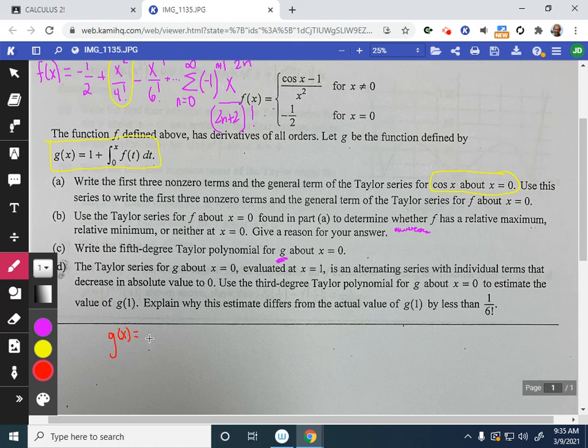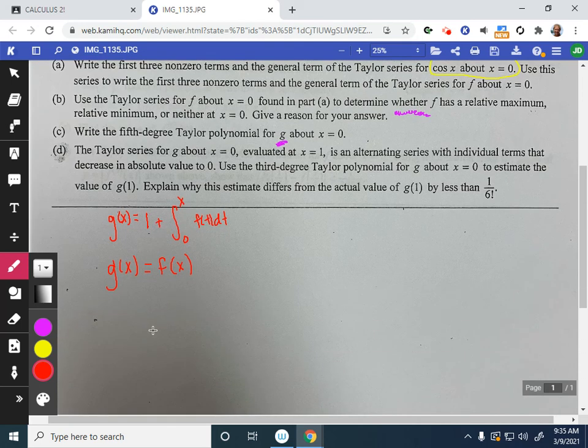So I'm just going to write down here, G of x is 1 plus the integral from 0 to x of f of t dt. Let's write down all of our orders of G, our derivatives of G, and then we'll start evaluating them at 0. So there's G of x. So what's G prime of x? The derivative of 1 is 0, and then the derivative of the integral is just f of x. So now let's keep going.